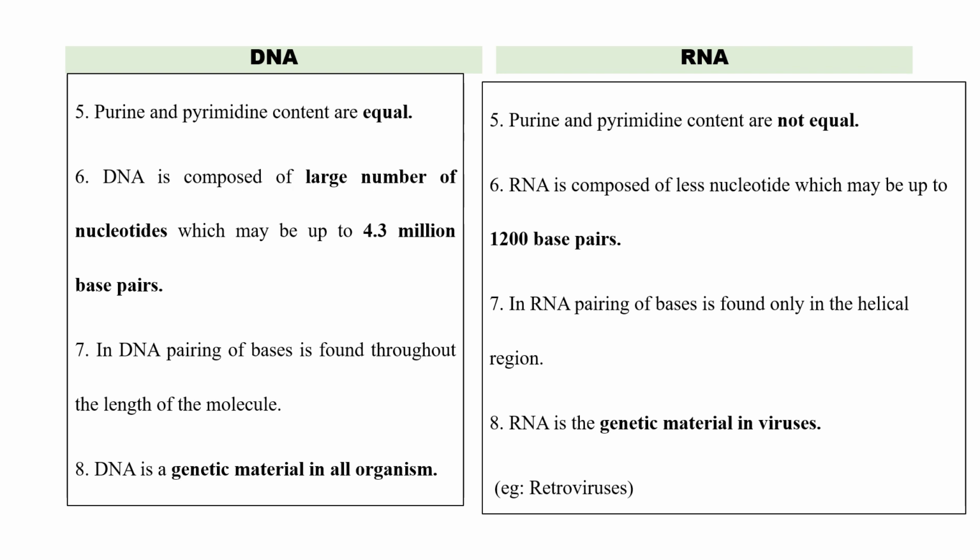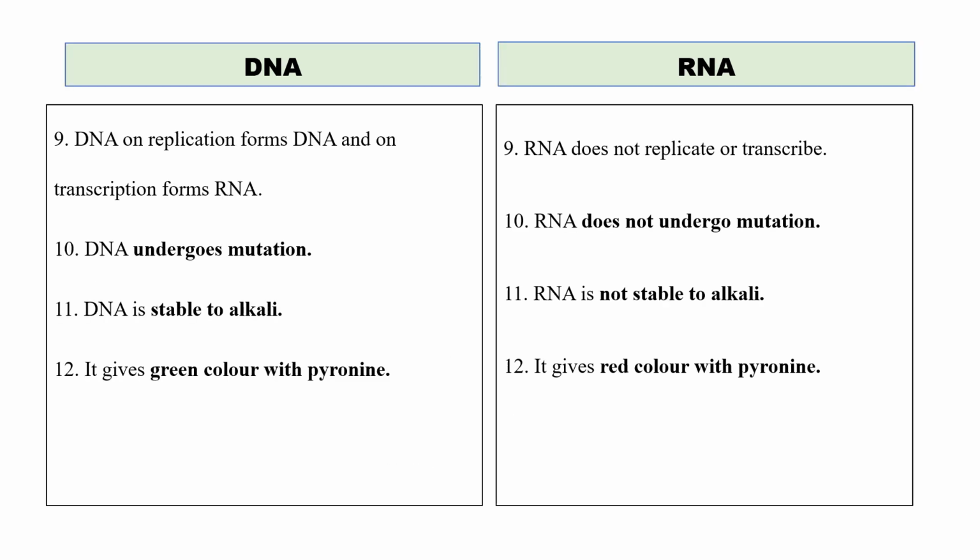DNA is composed of a large number of nucleotides, which may be up to 4.3 million base pairs. RNA is composed of fewer nucleotides, which may be up to 1200 base pairs. In DNA, pairing of bases is found throughout the length of the molecule. In RNA, pairing of bases is found only in the helical region. DNA is a genetic material in all organisms, whereas RNA is a genetic material in viruses. Example is retroviruses. DNA on replication forms DNA and on transcription forms RNA.